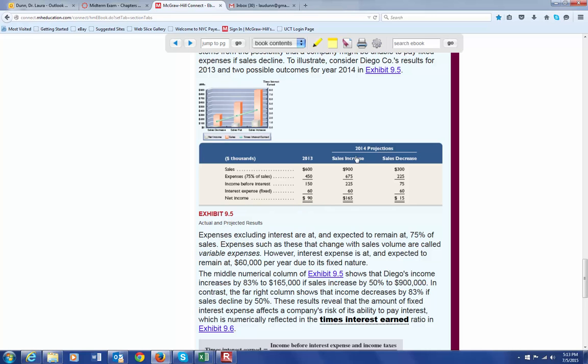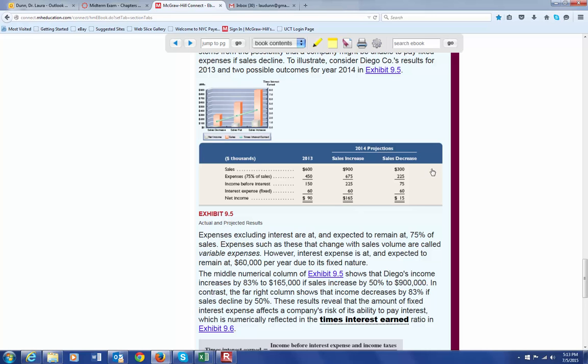Now, they're asking, what happens if our sales increase by 50%? Our expenses stay at the same level, 75%. In this case, we would have income of $225,000. The interest stays the same, so their net income is $165,000.